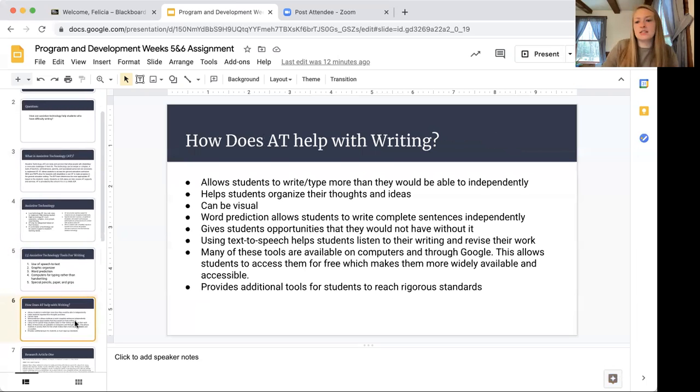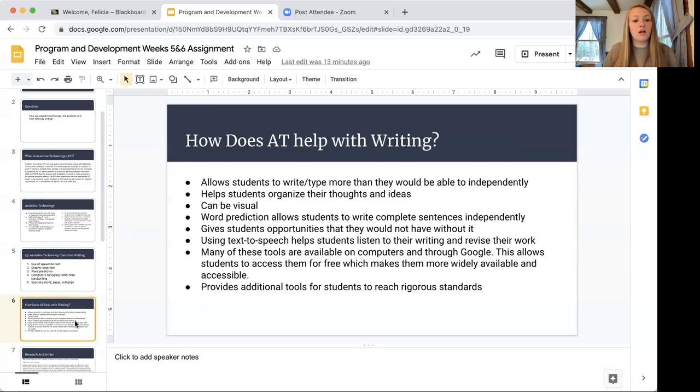So how does assistive technology help with writing? Assistive technology helps students write more independently. They are able to produce more writing when they have these tools. They are able to organize their thoughts and ideas better than they could without them. These tools also are very visual, which allows the students to understand more what's going on. So it makes things that are more abstract a little bit more concrete, which is definitely helpful for students with disabilities.